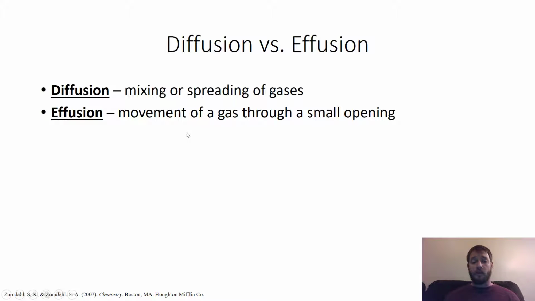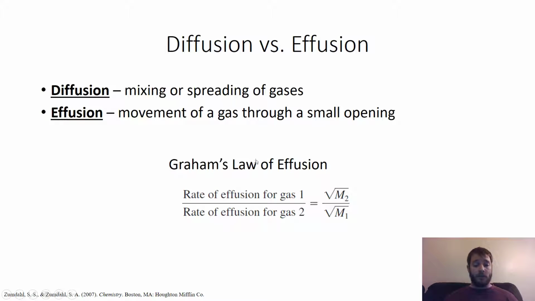Effusion, on the other hand, is the movement of a gas through a small opening. And when I say small opening, we're talking about pinhole size or even smaller. So an example of effusion would be if you've ever obtained a helium balloon from the store and you let it float around your house for a couple days. Over time, the helium is going to leak out of that balloon. The way it's leaking out is right through the rubber of the balloon through the process of effusion. And so we could talk about diffusion rates, how fast a gas can mix or spread, and we could also talk about effusion rates, how quickly a gas can move through a small opening.